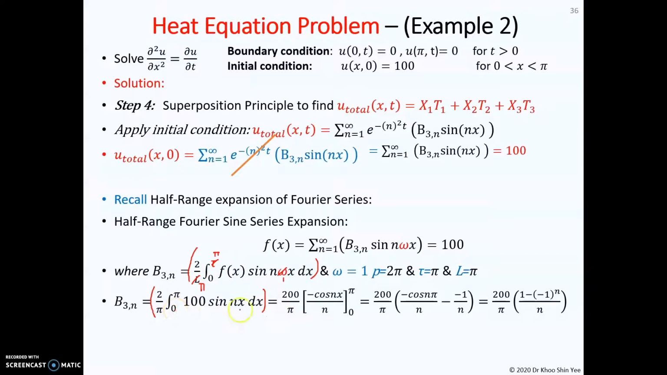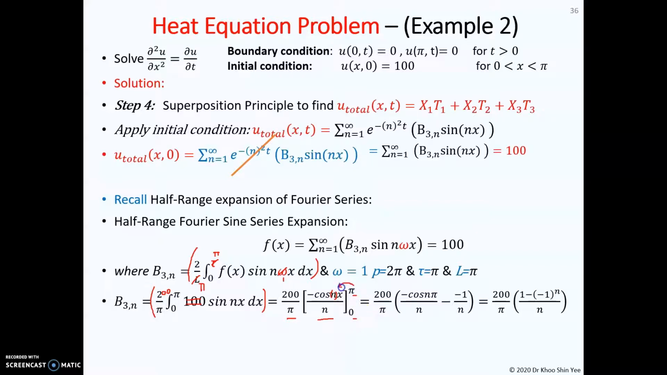You need to perform the integration here. So we can take the constant outside. After you multiply, you should obtain 200 divided by pi. Then you need to integrate sin nx with respect to x. Therefore, you should obtain negative cos nx divided by the coefficient inside here. So you should obtain this answer, and don't forget your limit 0 to pi.